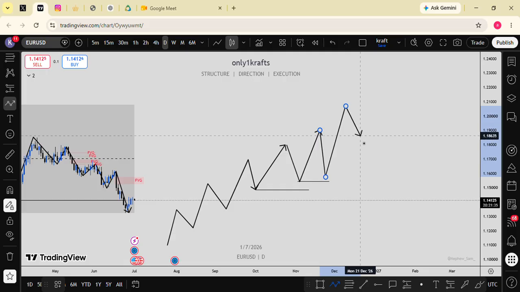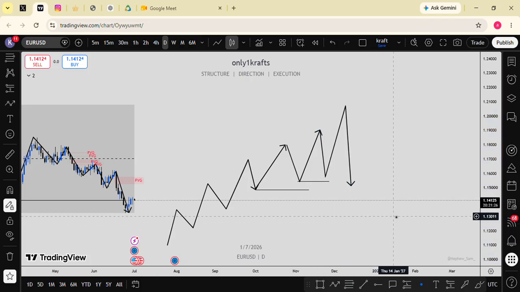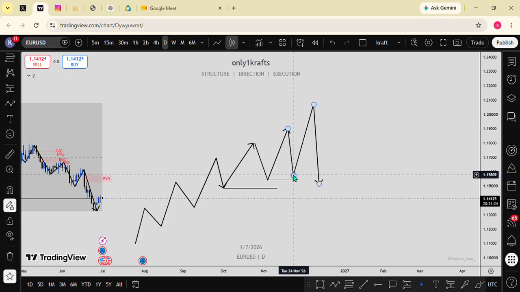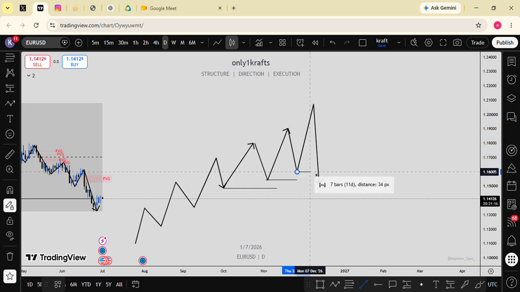But when you see price now do something like this and then it breaks this low, right, that means the buyers are now in what? They are now in loss, and then that means the sellers are now in control of the market. This is called a market structure shift. Market structure shift means the structure of the market has been shifted. Basically that is what it means, right?